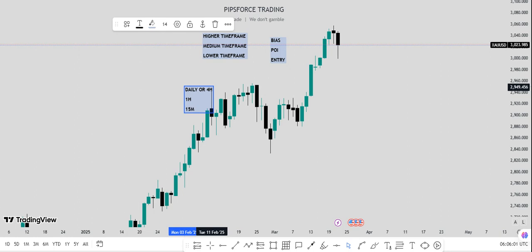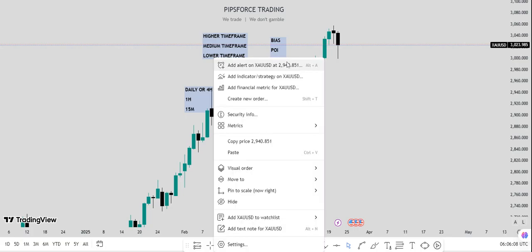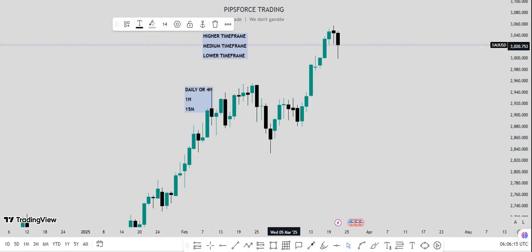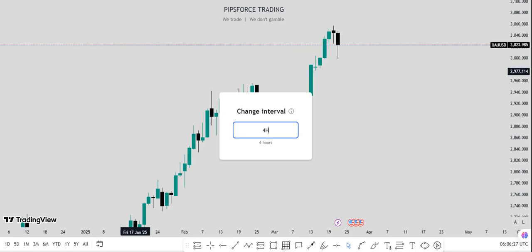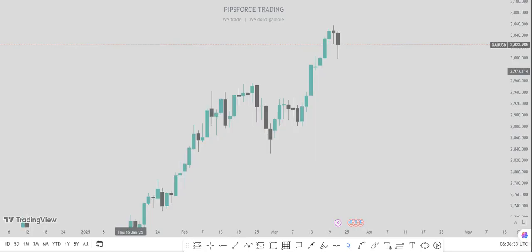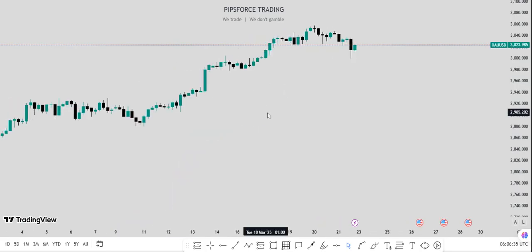Okay, so now this chart is gold, but you can literally apply this concept to any financial instrument. So we go in for our 4H time frame first, and that is our high time frame. We are going to look for our directional bias.